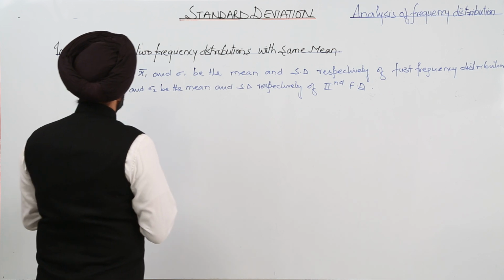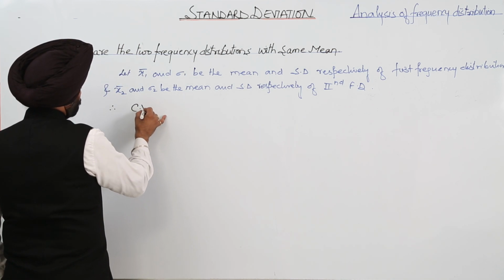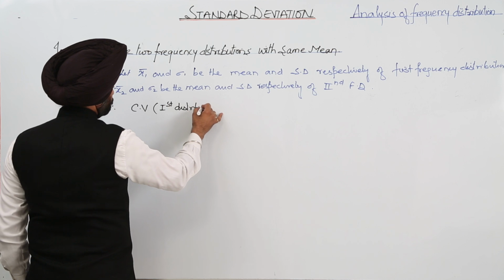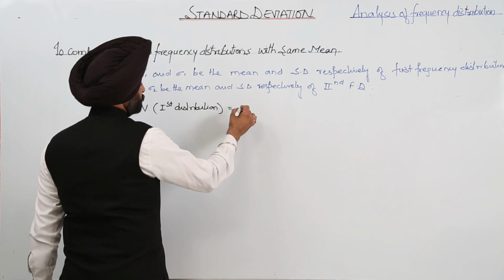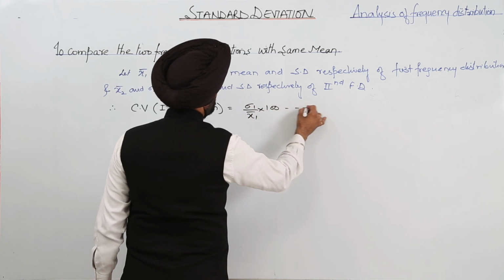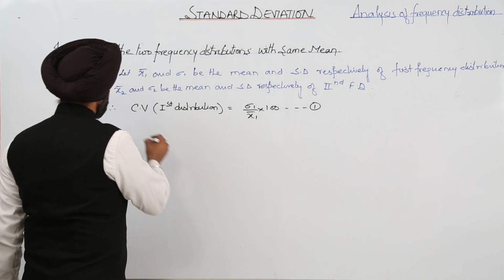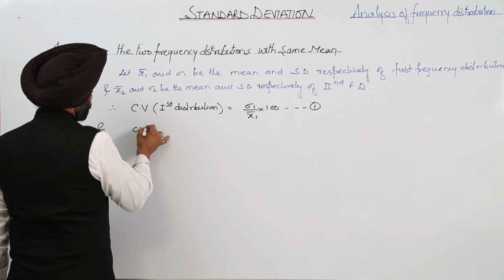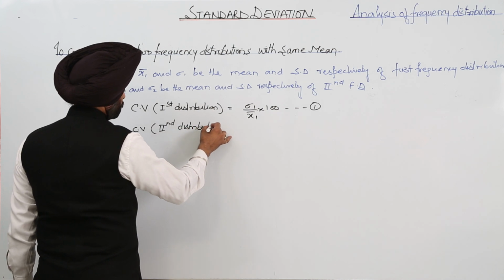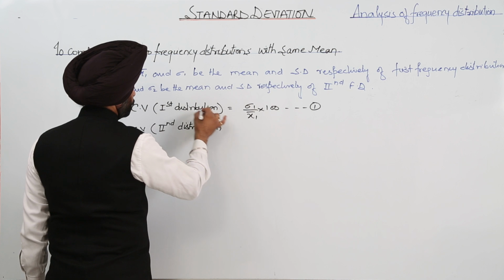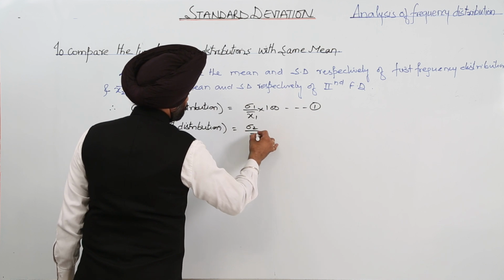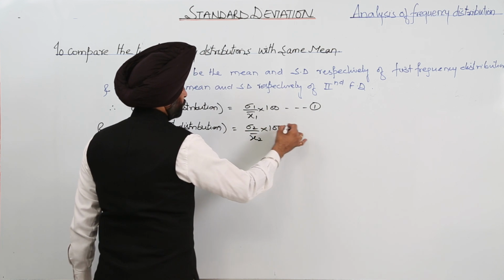Now, therefore, coefficient of variation of first distribution is equal to sigma 1 upon x1 mean times 100, equation 1, okay, and coefficient of variation of second distribution is equal to standard deviation second and mean by 100.